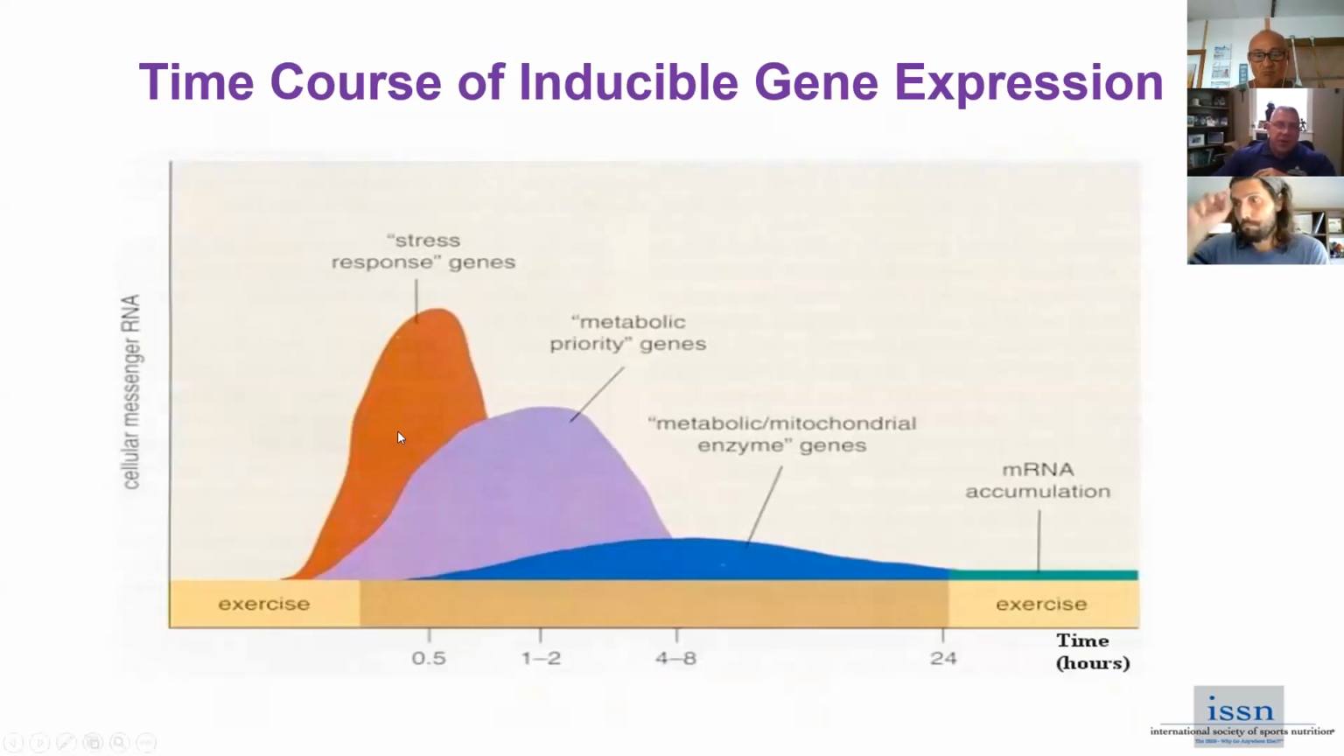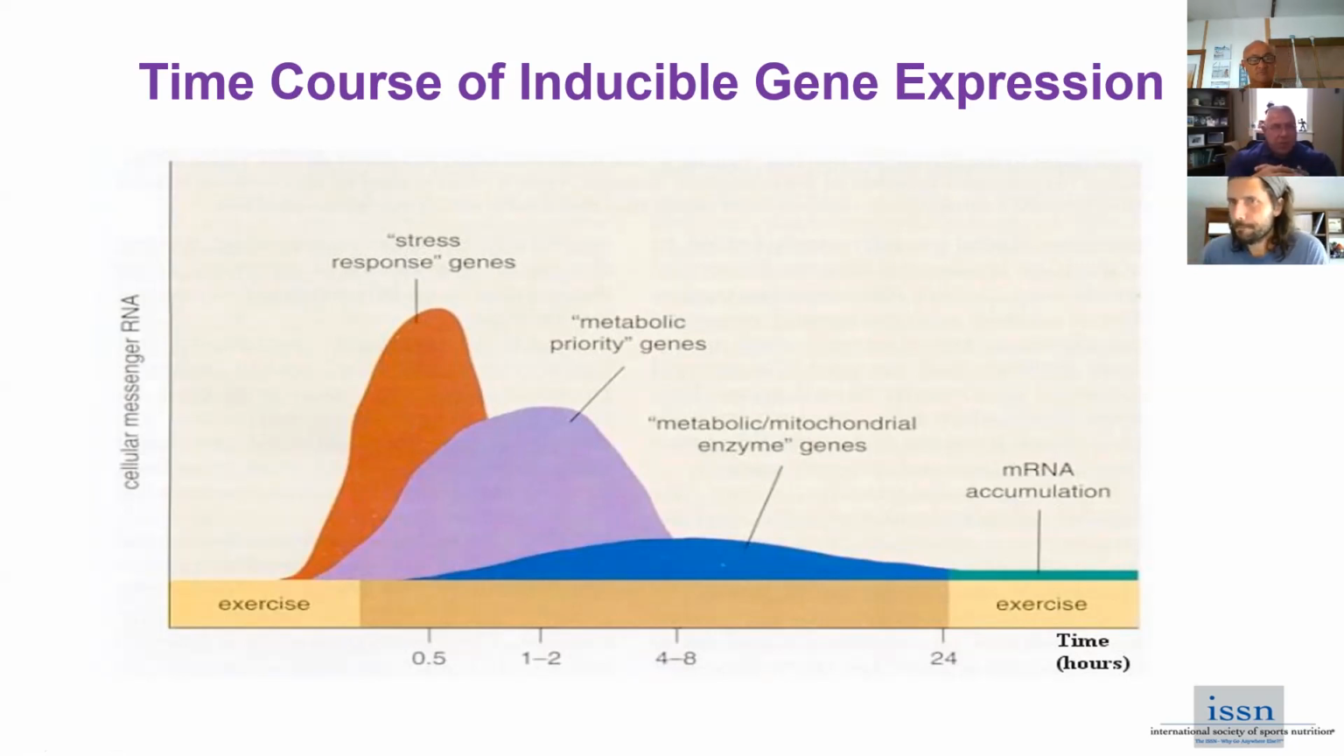This just shows very quickly that genes are categorized as either stress-responsive genes, metabolic priority genes, or metabolic mitochondrial enzyme genes, meaning that all genes do not express themselves based on the same timetable. Some are very quick to respond to a stimulus. Again, stress-responsive genes.